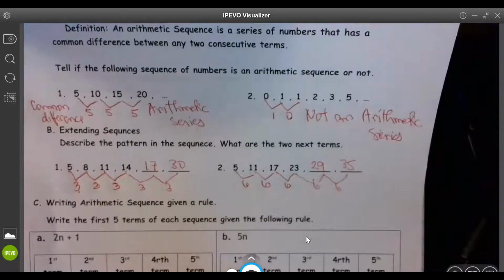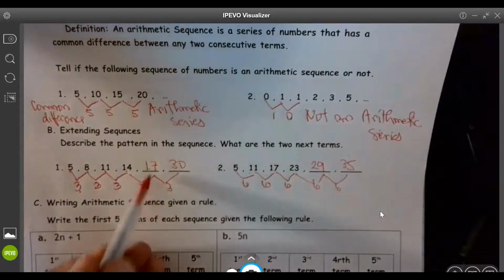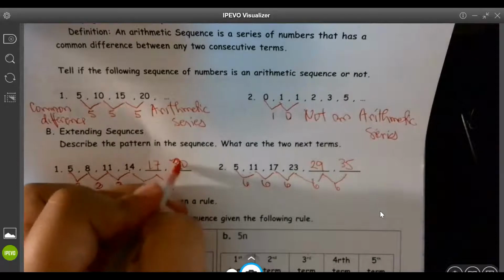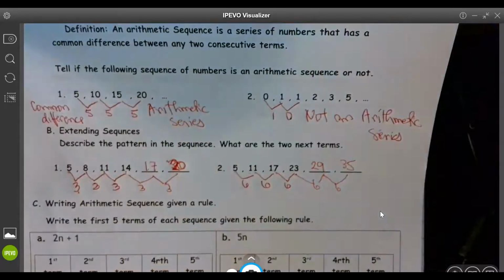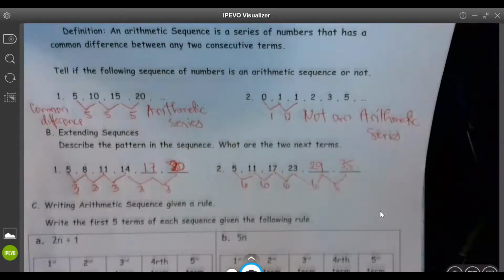Mr. Bucco, you put 30 instead of 20 in number 1. Where is that? Carla, you put 30 instead of 20. 17 plus 3 is 20. Okay, Carla, you have an additional point for listening. Already said that. I know.